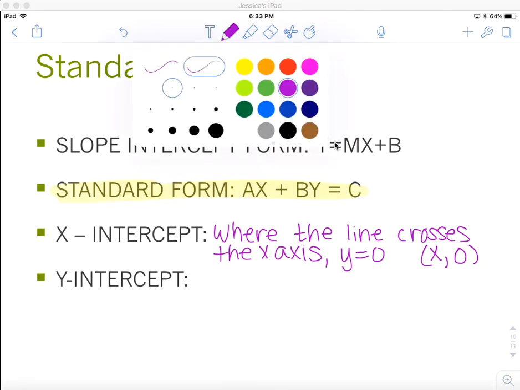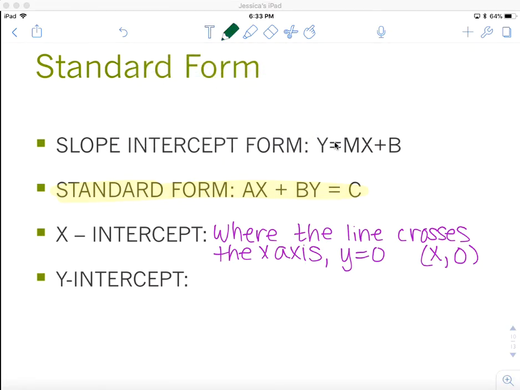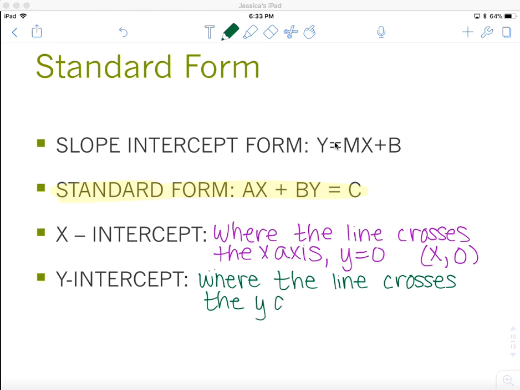Your y-intercept is very similar. We've talked about this a little bit, talking with b. But your y-intercept is where the line crosses the y-axis. In order to cross the y-axis, x is going to equal 0. So your coordinate will be 0 and then a number for y. We're going to use this to graph lines in standard form.